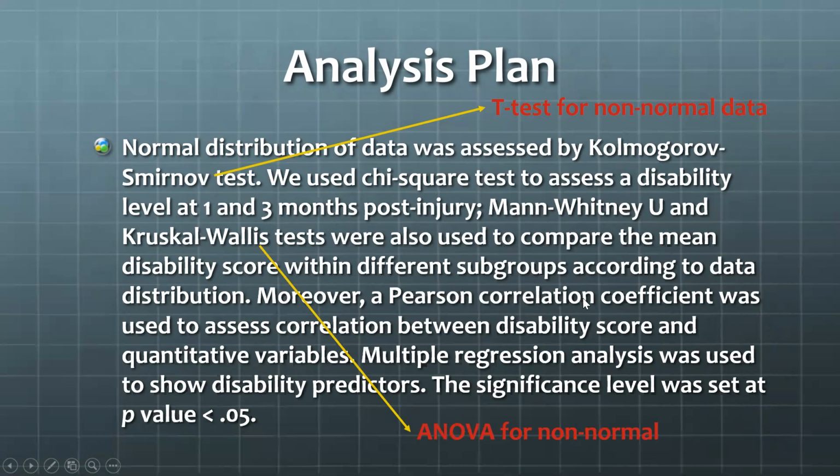Pearson correlation, that's an R. So we're looking now at a correlation statistic to look at the relationship between disability scores and quantitative variables. And then they also performed a regression analysis to show predictors of disability. And remember, that's another form of fit to a line. And then they selected the significance value here as a p-value less than 0.05.